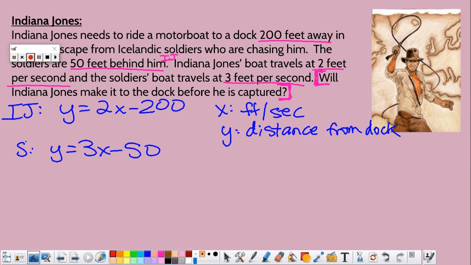Okay, so let's draw a picture. Okay, stop looking at the chicken.